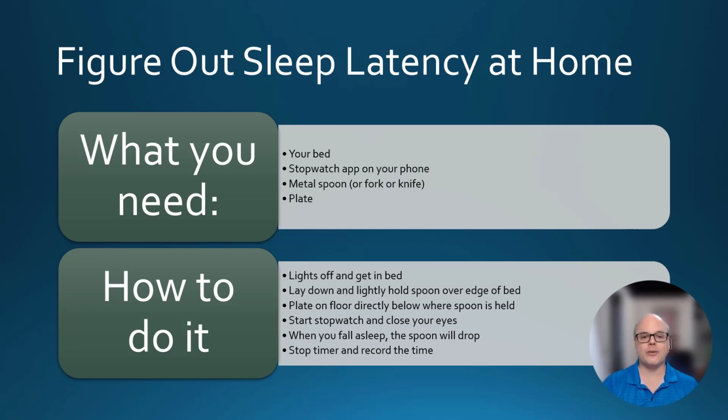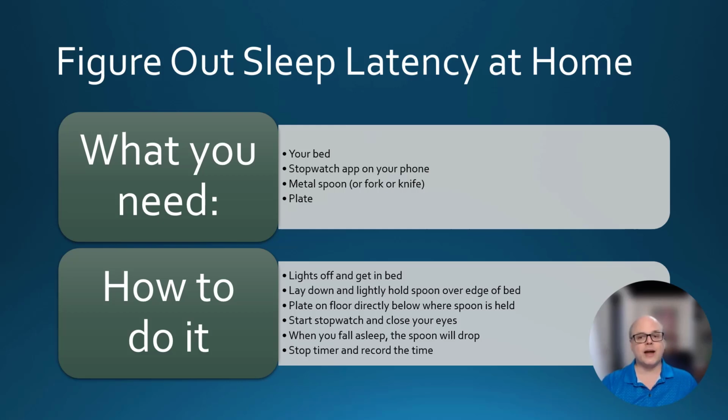So here's how it actually works. You're going to turn off your lights and get into bed, holding the spoon just over the edge of the side of the bed. Once you figure out where on the floor the spoon would fall if you dropped it from that position, go ahead and put the plate down on the floor on that spot. Okay, then you're going to get back into position. Go ahead and get comfortable, being sure to lightly hold the spoon dangling over the side of your bed. And now go ahead and start your timer and close your eyes to sleep.